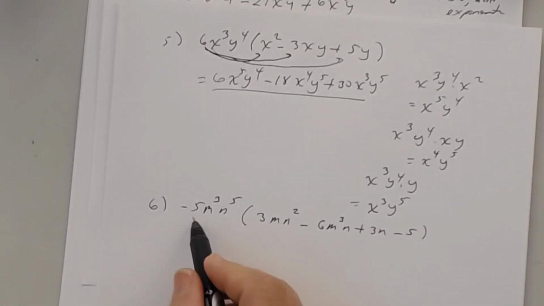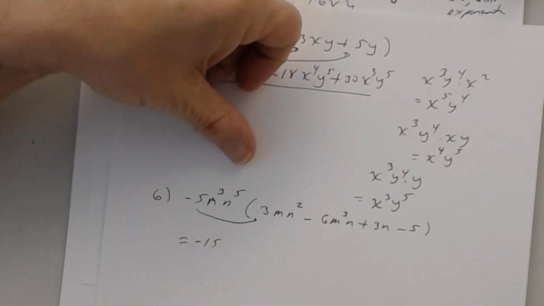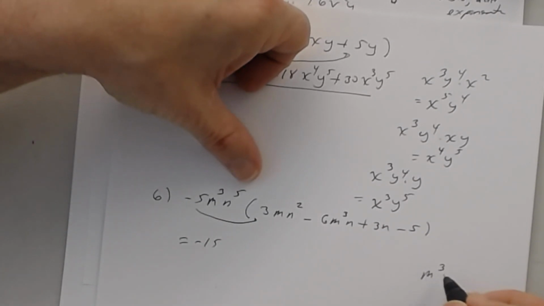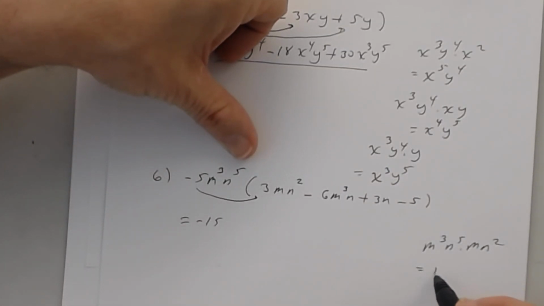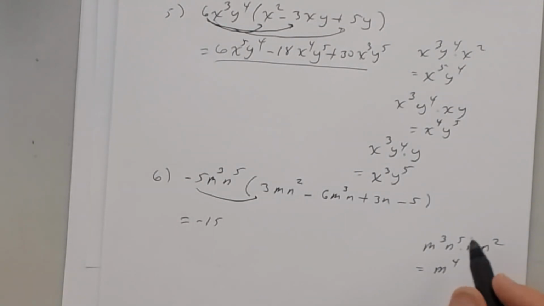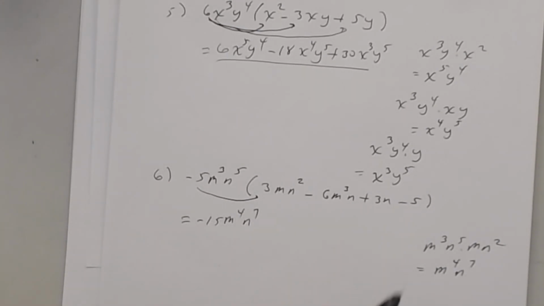So a negative 5 times 3 is negative 15. All right, let's talk about the variables now. I have m cubed n to the 5th times mn squared. So what's m cubed times m? M to the 4th. So remember, you're using the product rule. When you multiply like bases, you add exponents. 3 plus 1 is 4. What's n to the 5th times n squared? N to the 7th. So this is negative 15m to the 4th n to the 7th.